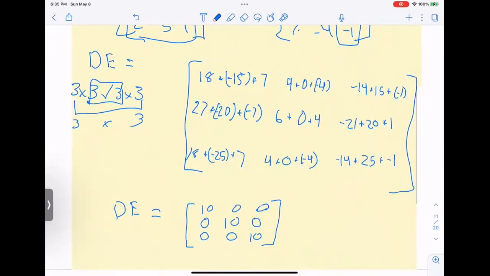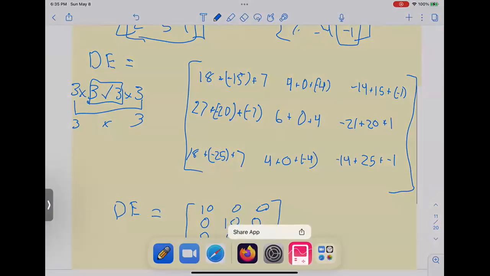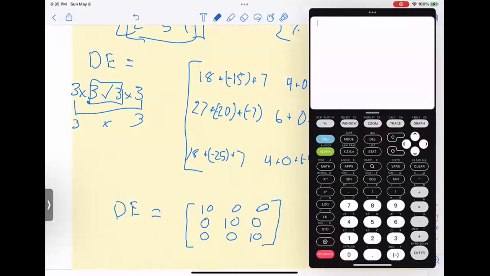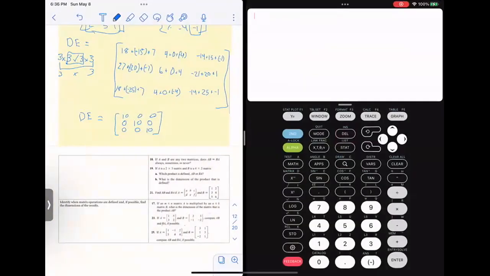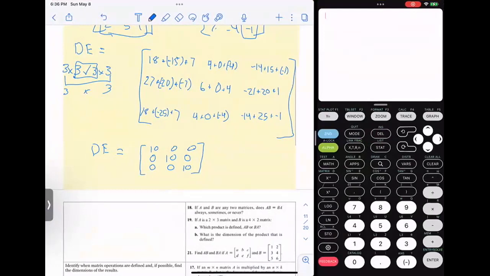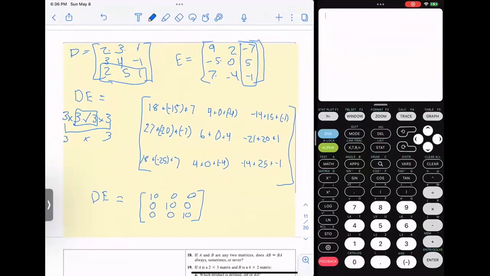We want to check our answer. Again, we can do that in our calculator. But since it also tells us to calculate ED, we'll do that one in the calculator. So we're going to have to create 2 matrices. So in matrix, we'll pick D and E just for this part. They're both 3 by 3s.